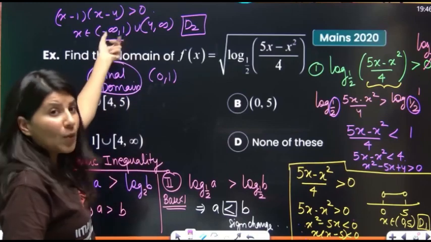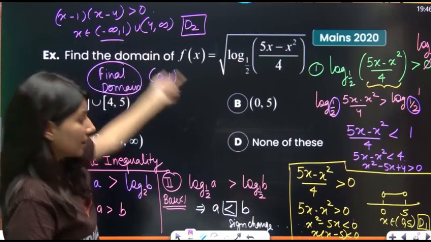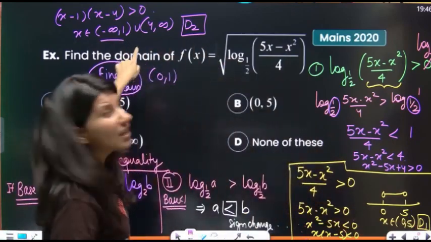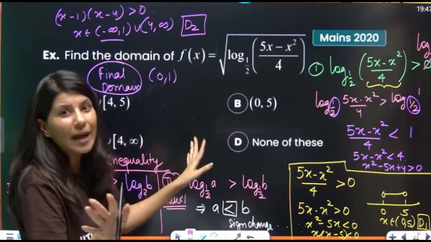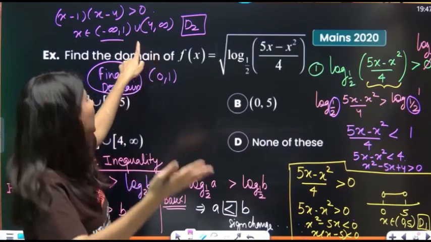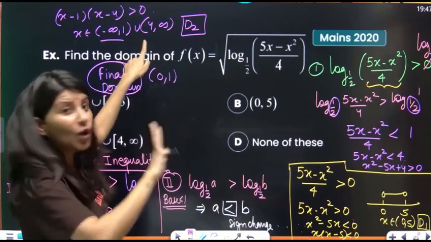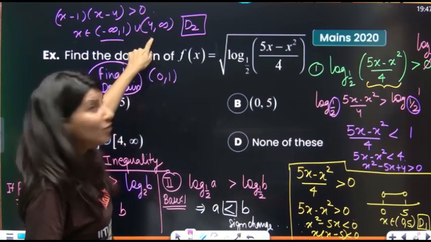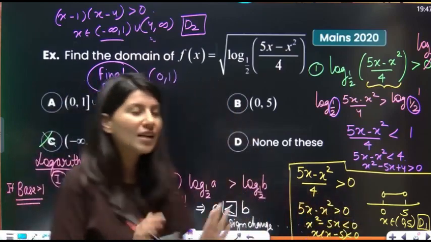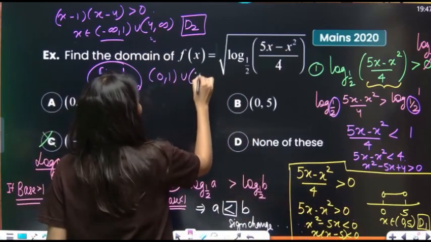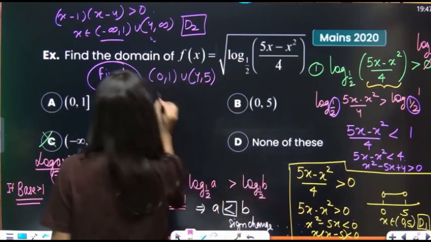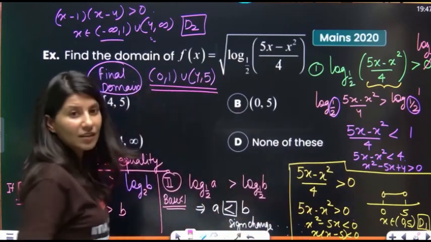See, this is allowing 0 to 1. Yes, this is also allowing 0 to 1. After 1, this thing is not allowing me. 1 to 2 not allowed, 2 to 3 not allowed, 3 to 4 not allowed. 4 to 5 allowed? Yes, 4 to 5 is allowed as well. So union 4 to 5, this is your final domain, everybody.